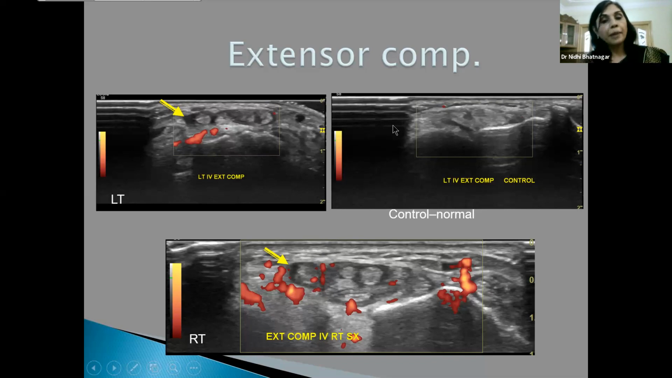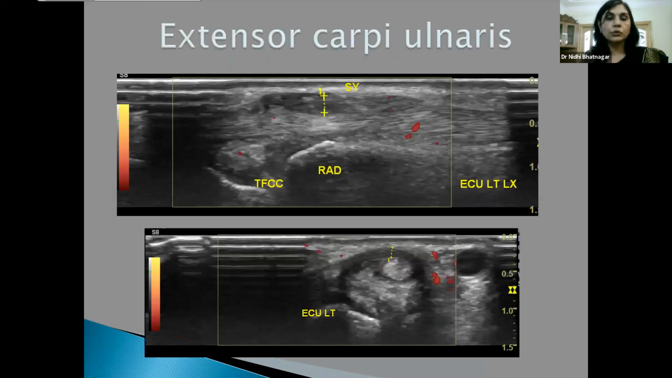So it was on comparison with the control that we could say that there was mild changes in the extensor compartment 4 on the left side. So grayscale scored 1, power Doppler scored 0, but on the right side we had grayscale 2 and power Doppler 2 and established rheumatoid arthritis. Of course, this patient went on to have other biomarkers also.